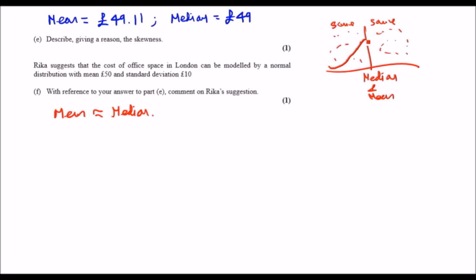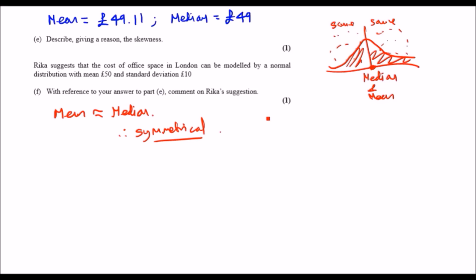Because of this, we can instantly use something known as the normal distribution, because again, this is also symmetrical about the mean. And that's it. We can pretty much say that the mean is roughly equal to the median, therefore it's symmetrical. That is the skewness of the data. As for part F, let's have a read. It states that Rika suggests that the cost of office space in London can be modeled by a normal distribution with mean 50 and standard deviation 10. With reference to the answer in part E, comment on Rika's suggestion.